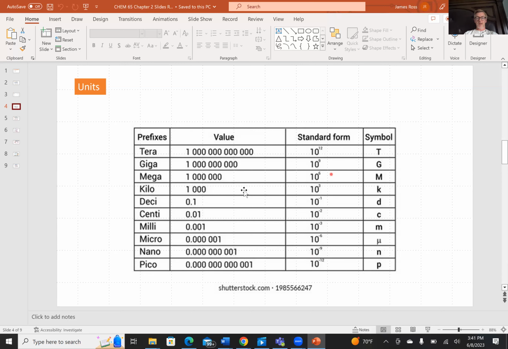Mega is million, micro is millionth, kilo is thousand, milli is thousandth. I would learn those as a pair. And then a couple of odd ones here, just because they're common. Deci is a tenth, and centi is a hundredth. I would just learn those as two odd additions.